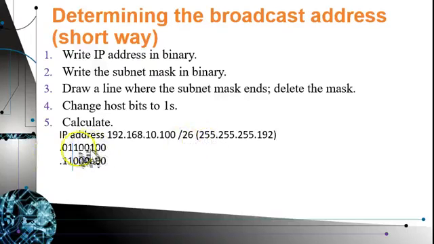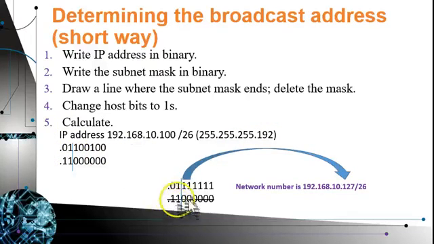So the short way, again, you are just doing the IP address and subnet mask in the last octet for the same reason. So here is 100 in binary. Here is the last part, the 192 part of the subnet mask. Draw the line, number 3. Number 4, get rid of that mask and simply change all the host bits to 1s. The 192 stays the same because of 255. 168 stays the same because of the 255. 10 stays the same because of the 255. And the 192 tells you that the broadcast address, with all the ones, all 8 of them, is 127.